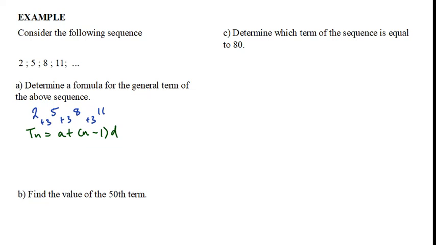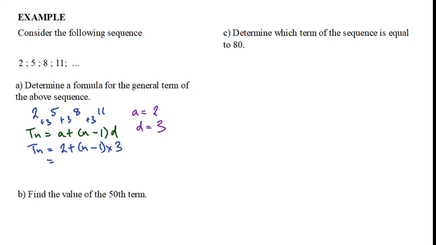So in our case here, the first term A is 2, and the common difference is 3, since we add 3 the whole time. So now let us substitute this into the formula that we have here. A is 2. It's in terms of n, so we leave the n like that, multiplied by the common difference, which is 3.